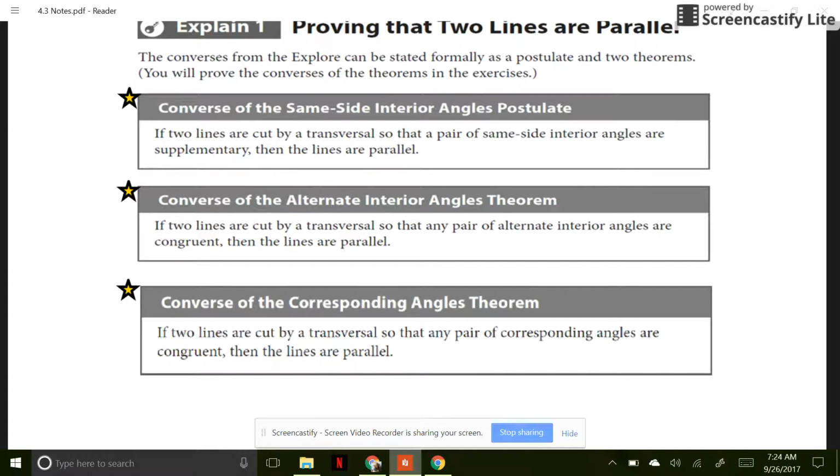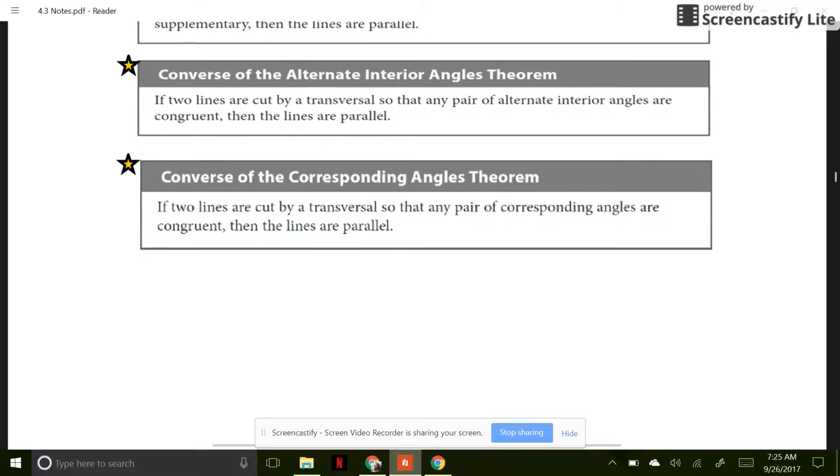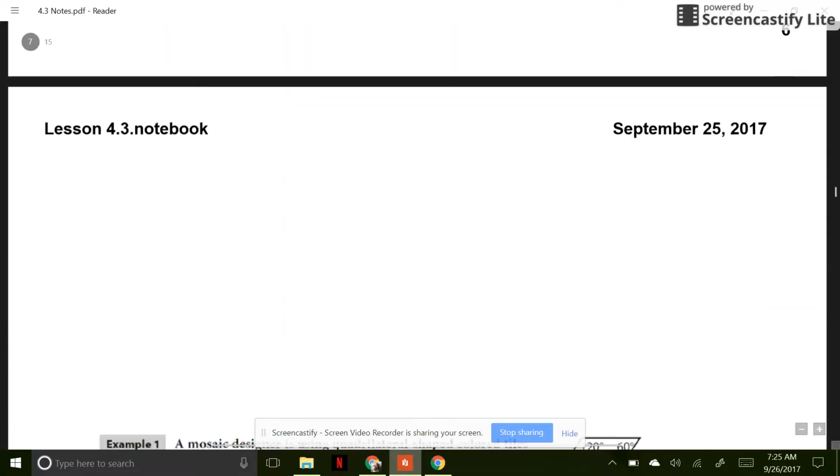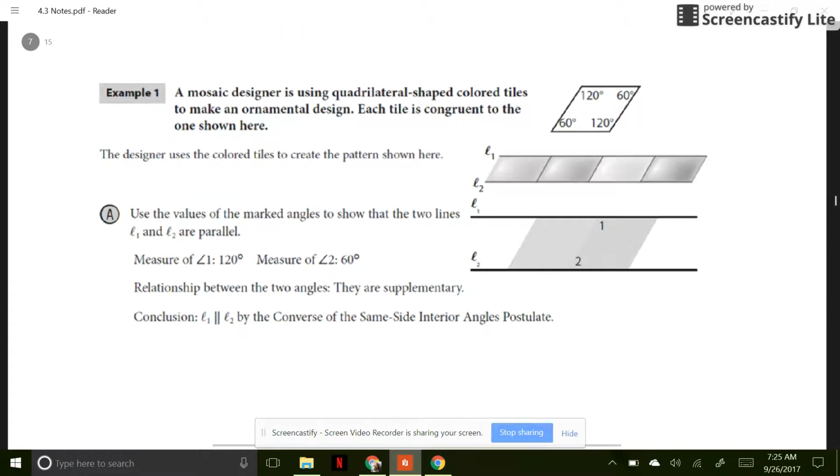We still want same side interior angles to be supplementary. We still want alternate interior angles to be congruent. We still want the corresponding angles to be congruent. But now we're saying as long as they have these relationships, then the lines will be parallel. So let's check out an example.